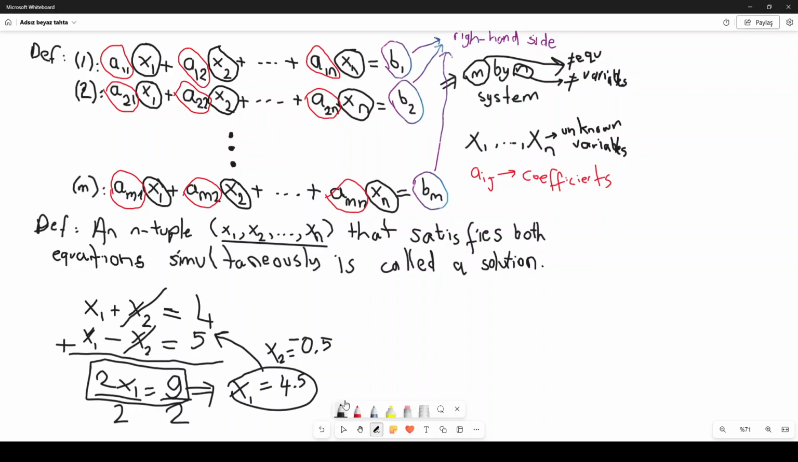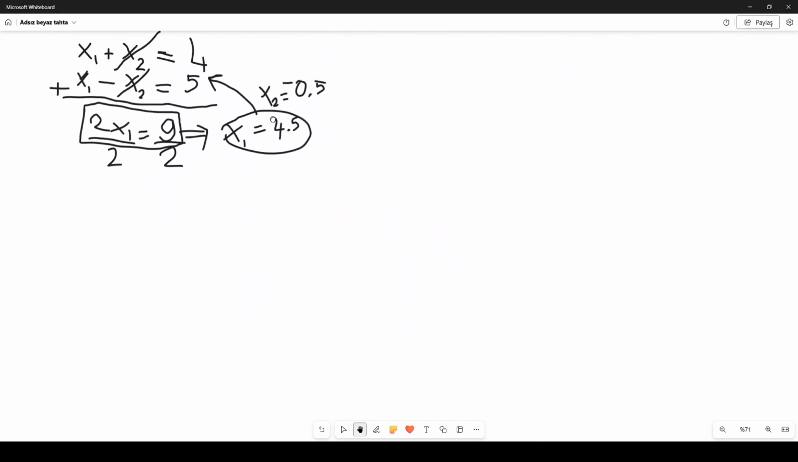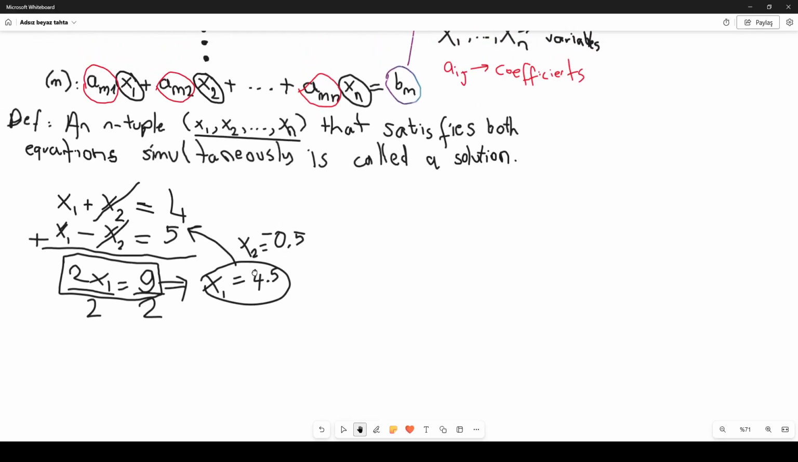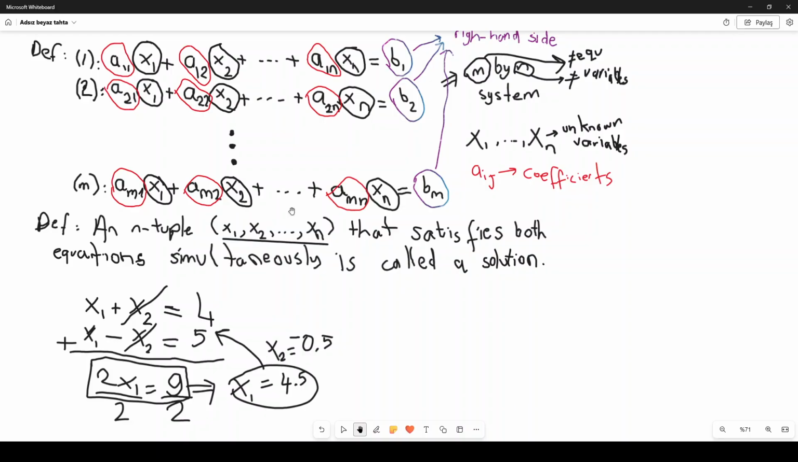I will try to write this system in the matrix form because if I do that, I can apply any operations that I can do on a given matrix. But how can I do that? I need to find a way to represent such a given system, like this general case where we have an n by n system, and convert it into the matrix form. Let's see how I can do that.